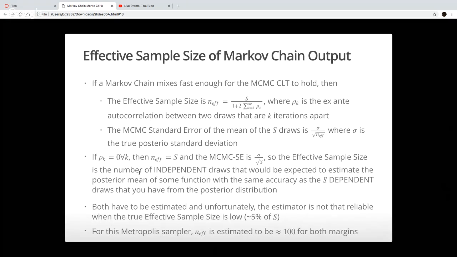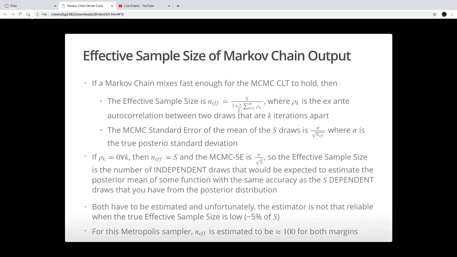But if a Markov chain mixes fast enough, and it can be very difficult to verify whether this is indeed the case, but if it's fast enough, then a so-called central limit theorem for Markov chains holds. And if that's true, you can estimate the effective sample size, denoted N_EFF, as S, the total number of draws that you obtain, divided by 1 + 2 times the infinite sum of the kth order autocorrelation, the correlation ex ante between 2 draws of the Markov process that are k steps apart. So if it's mixing fast enough, we can do a central limit thing to estimate the effective sample size as S divided by 1 + 2 times this infinite sum.